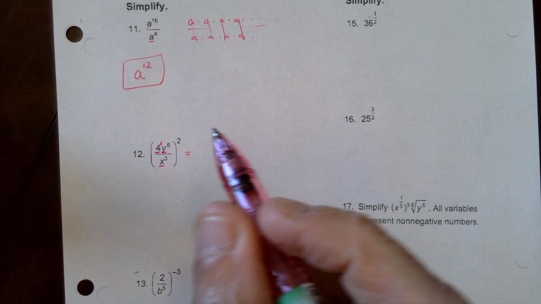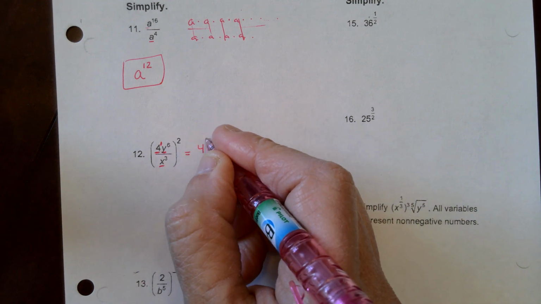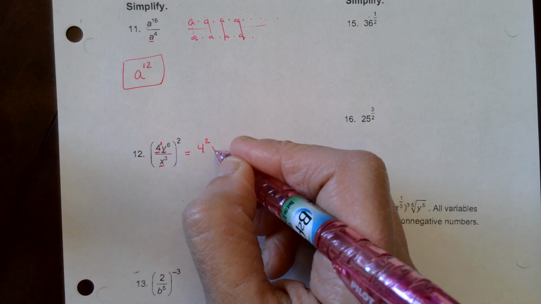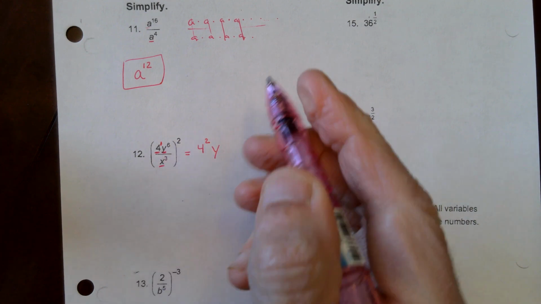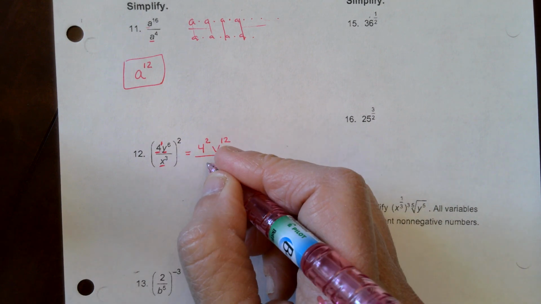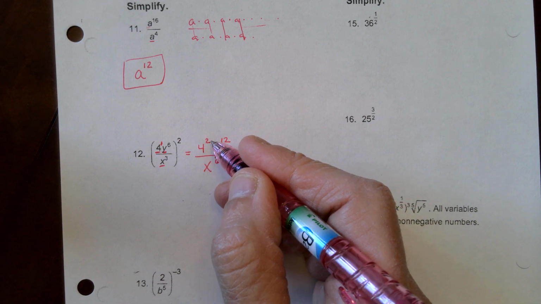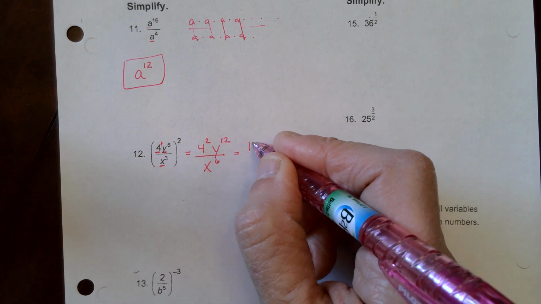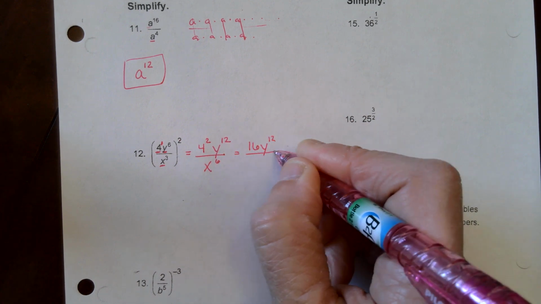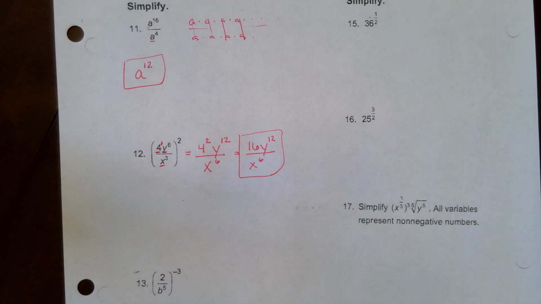So now I'm multiplying because it's a power raised to a power. So 1 times 2 is 4 to the 2, times y. 6 times 2 is 12. 3 times 2 is 6. So 4 to the 2nd power is 16. The rest I'm just rewriting. We're done.